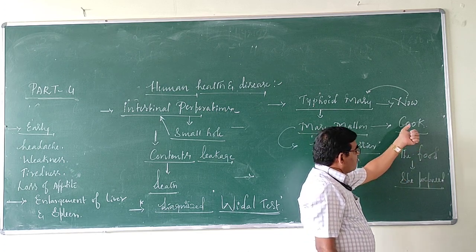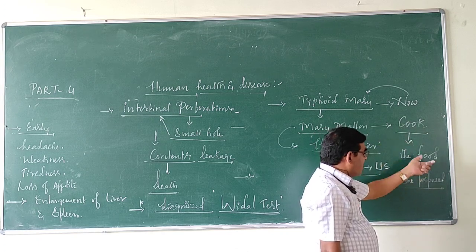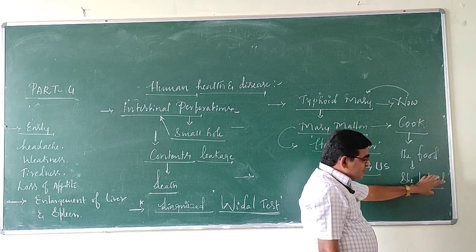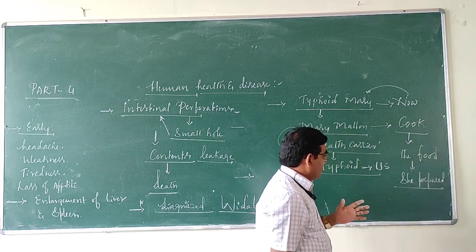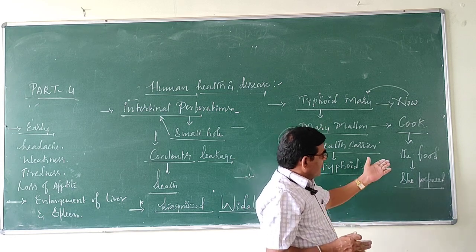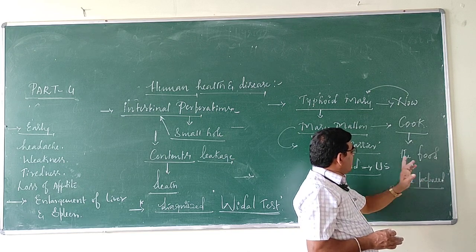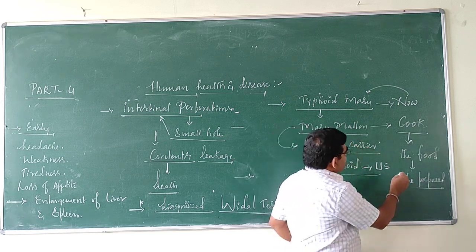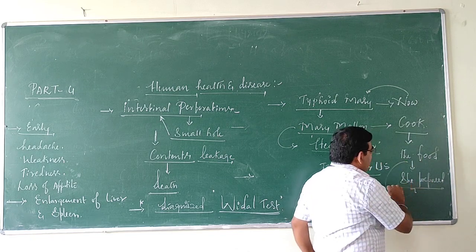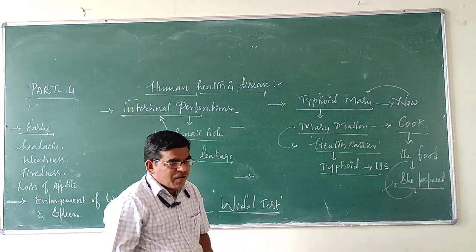So Mary Mallon was a cook by profession and she prepared food, and typhoid was continuously spread in the United States. The typhoid fever is transmitted through the food prepared by Mary Mallon, and she continuously transferred the typhoid.